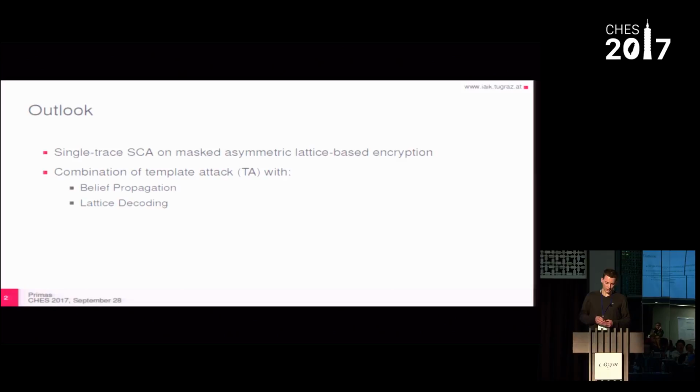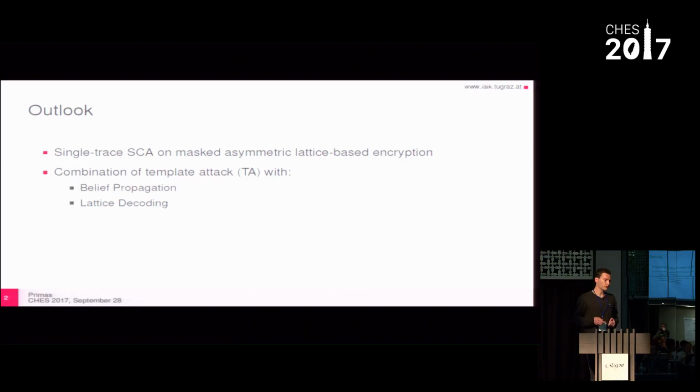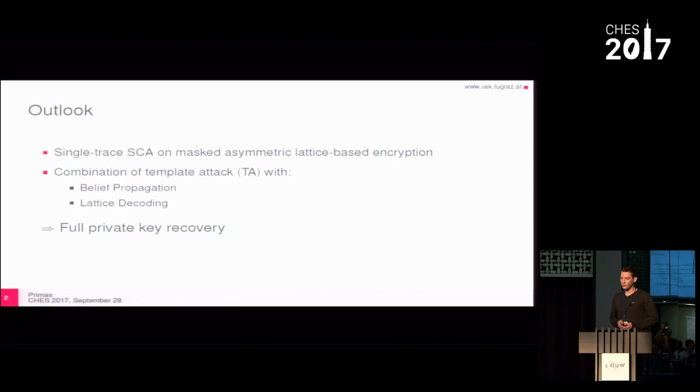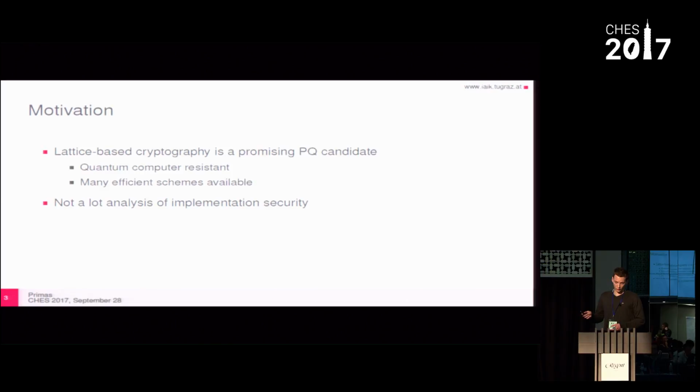What we are going to do is, first of all, perform a kind of ordinary single trace template attack on a couple of operations in the lattice-based encryption scheme. The more interesting part will then be to combine this obtained leakage information with two algorithms: the belief propagation algorithm as well as a lattice decoding algorithm. In the end, this will allow us to perform a full private key recovery of this encryption scheme. So let's start with a little bit of motivation first.